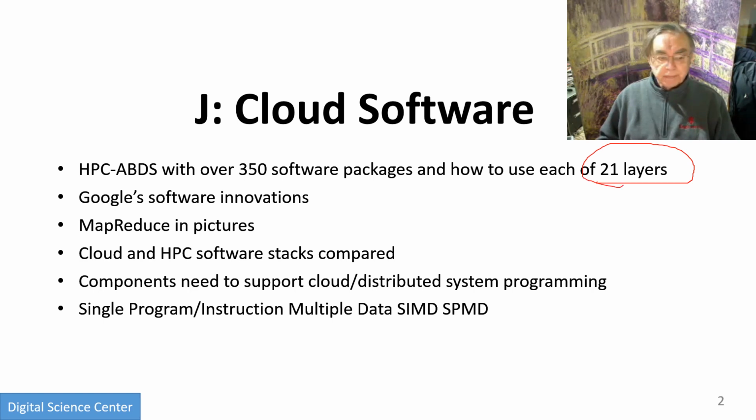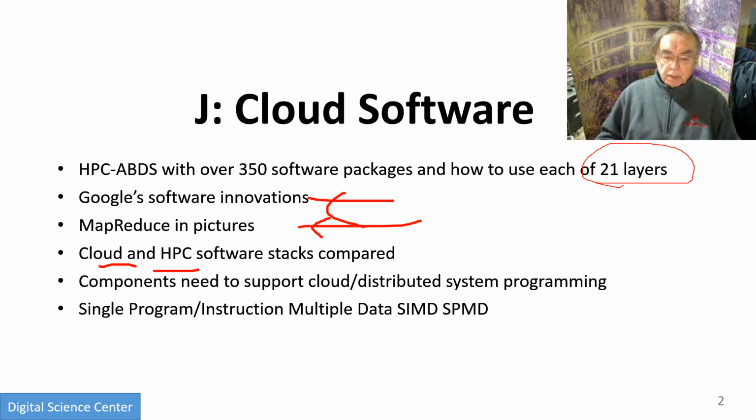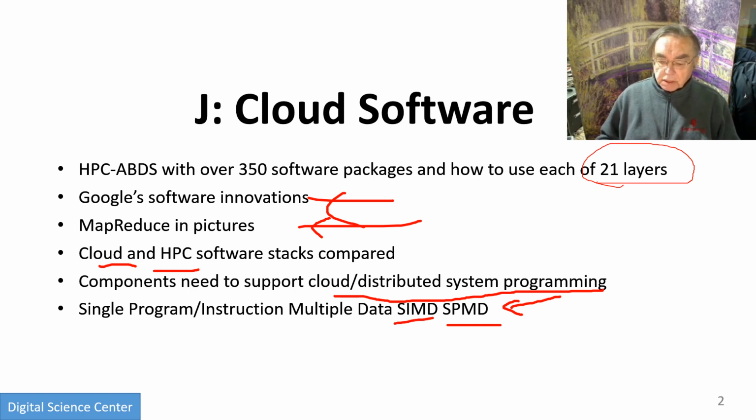So very briefly, we note that Google is a pioneer. MapReduce can be pictorially represented. We compare cloud and HPC software stacks, and we go through the components needed to support cloud and distributed systems programming, which we get by reverse engineering the existing systems. The last slide is a discussion of SPMD, single program multiple data, mentioning single instruction multiple data, which is an old-fashioned parallel computing approach.